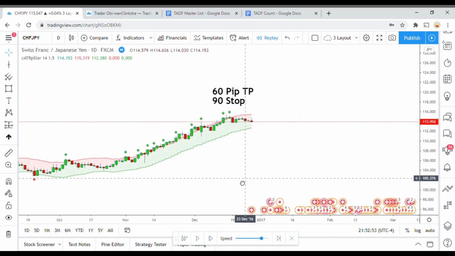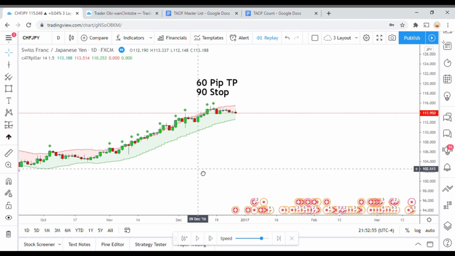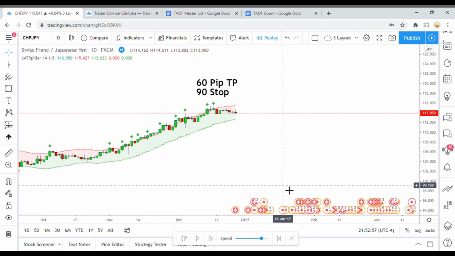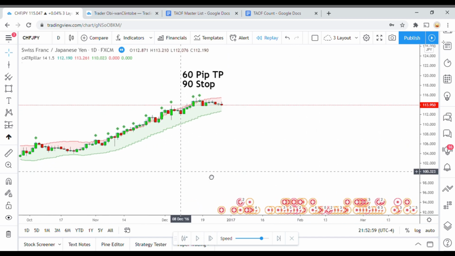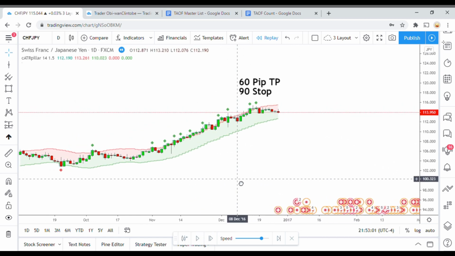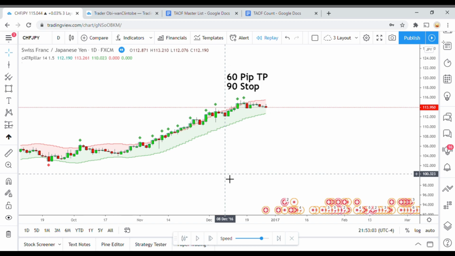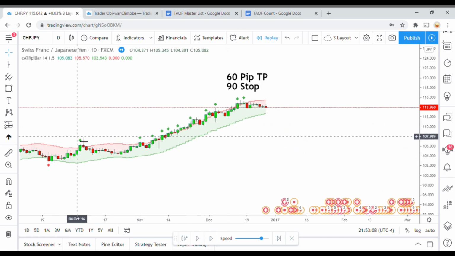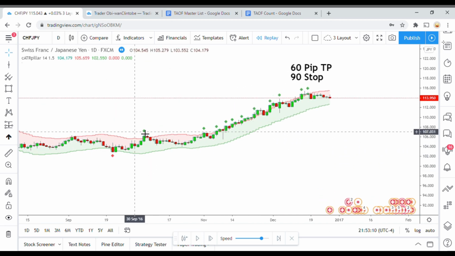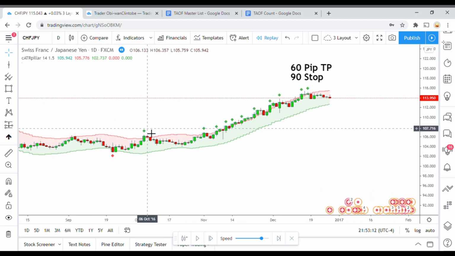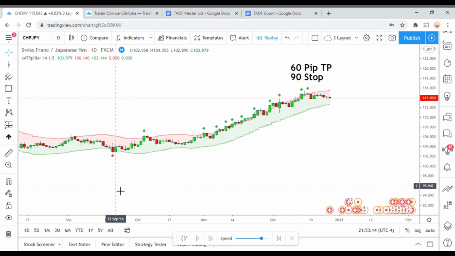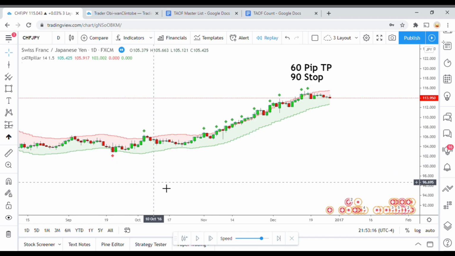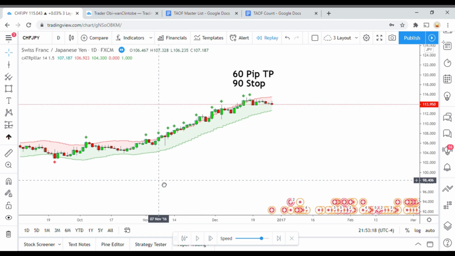All right, there we go. So I've added the take profit and stop to the screen there. I forgot to do that. Switched over to a different pair on the 2017 year. And so as I was saying, when the indicator gives us a green diamond, that is a signal to go long. When it gives us a red diamond, that is a signal to go short.